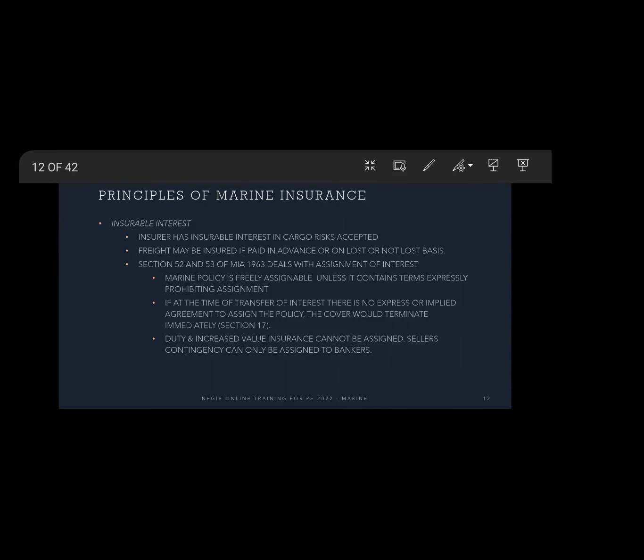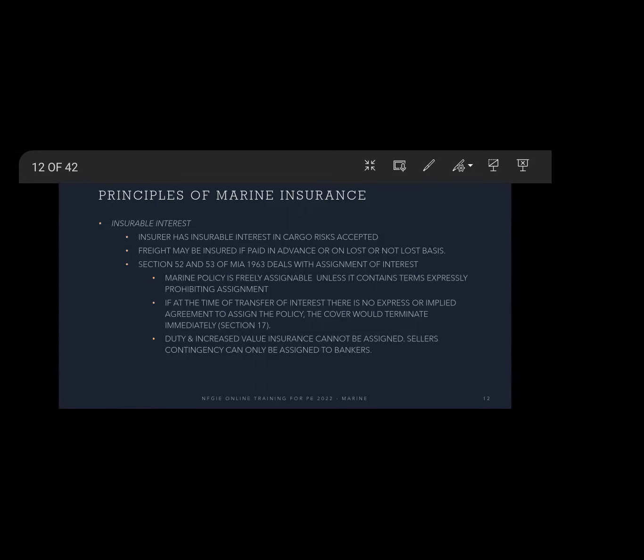Section 52 and 53 of the Marine Insurance Act deals with the assignment of interest. So we have to know that the marine policy is freely assignable. However, if in the policy there is some express term that says that it should not be assigned, then it cannot be assigned. So normally the marine insurance policy is freely assignable. However, if it is mentioned in the policy that this policy cannot be assigned, then it cannot be assigned.